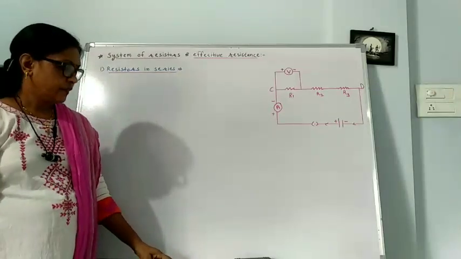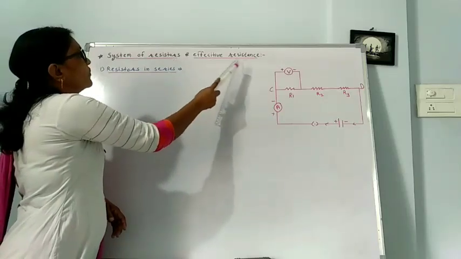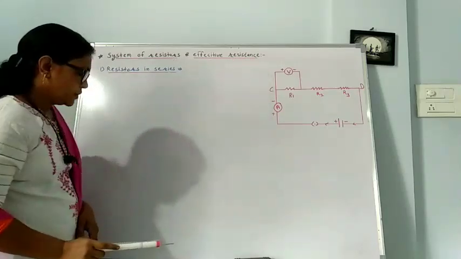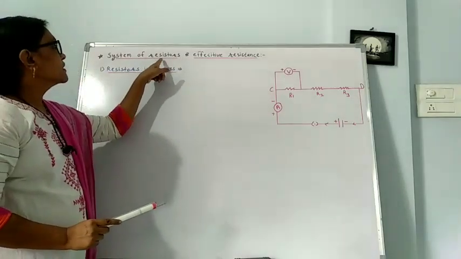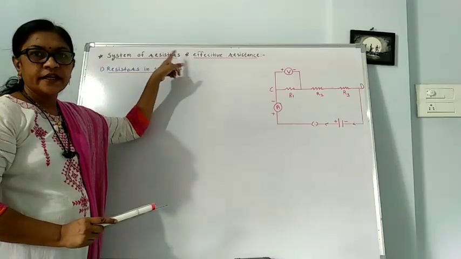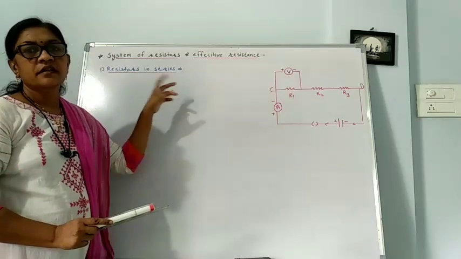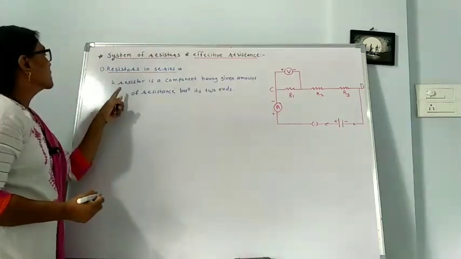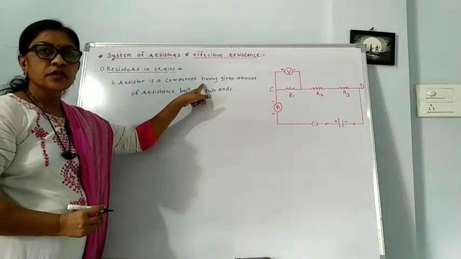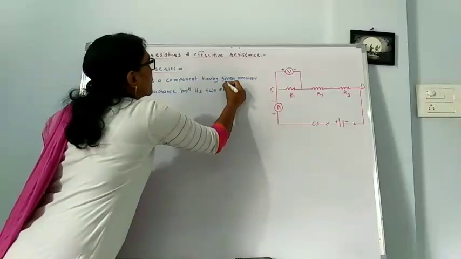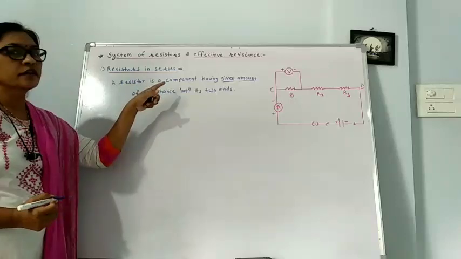Hello students, our today's topic is system of resistors and effective resistance. So, what is a resistor? A resistor is a two-ended component having a given amount of resistance between its two ends.